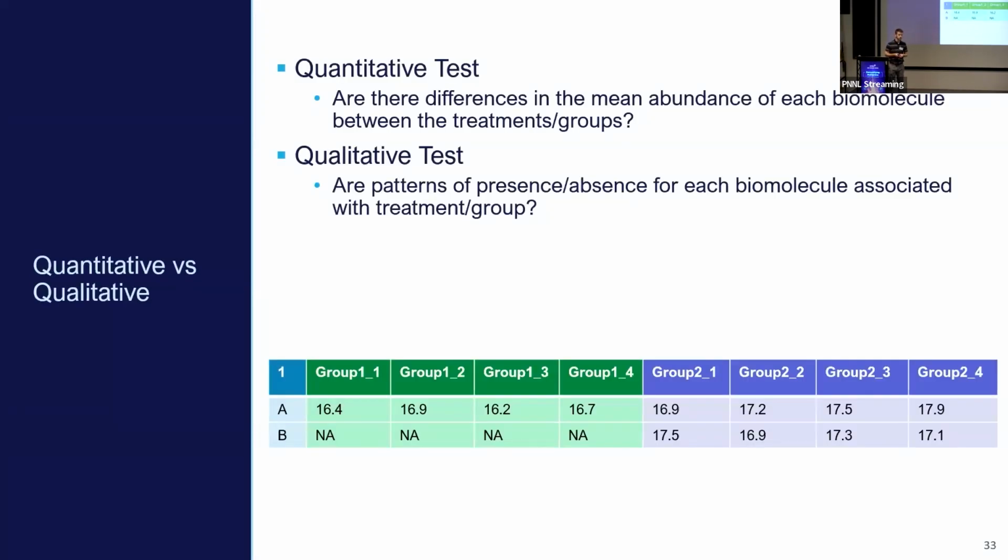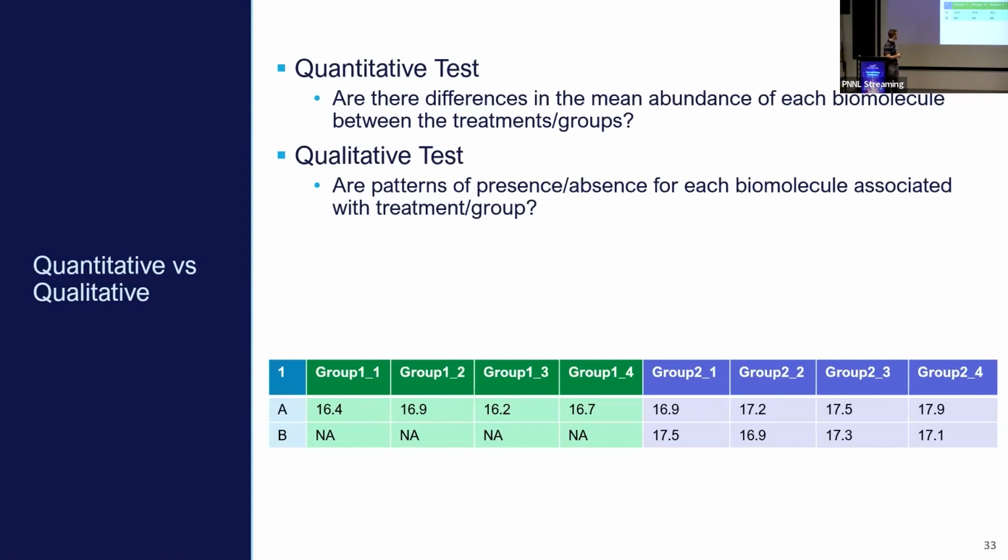So now that we've asked all of those questions in terms of how many samples we need and how we're going to structure the data, we get to the fun part, which is analyzing the results after the experiment has been conducted. And that's where we get into simple tests. With simple, or standard, tests, we often have two main questions: running quantitative tests or running qualitative tests. Quantitative tests are simply asking, are there differences in the mean abundances of each biomolecule between the treatment groups? In contrast, qualitative tests ask, are there any patterns of presence and absence for each biomolecule associated with each group?